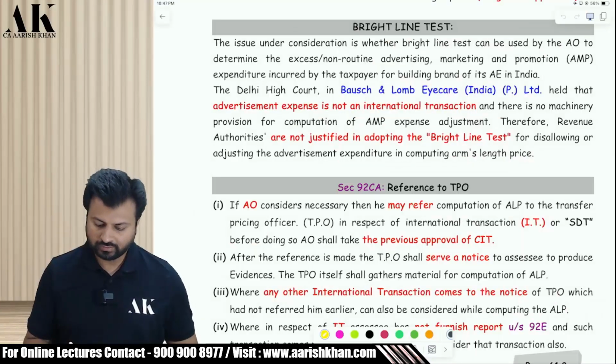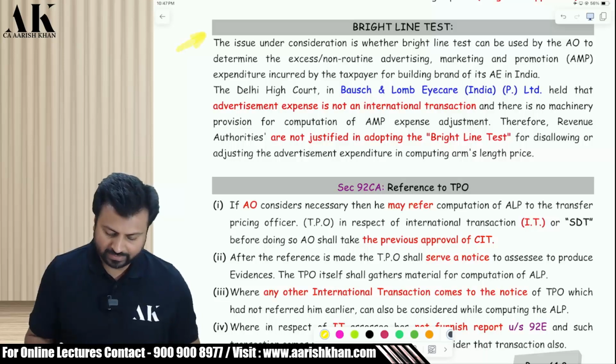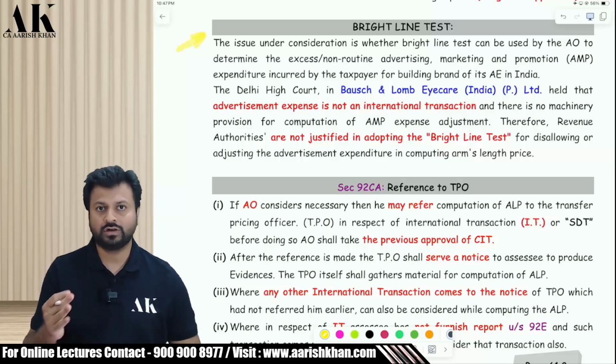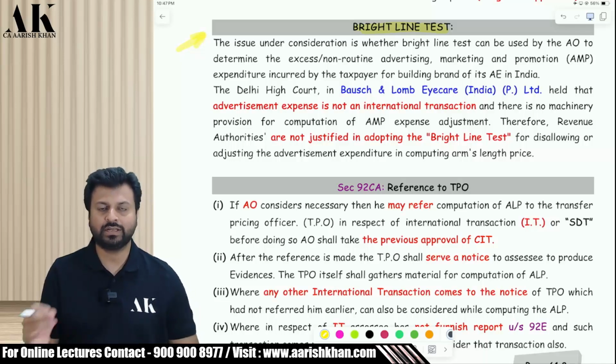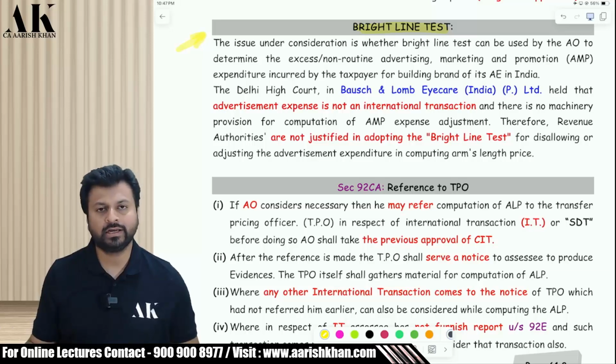Okay, now the next one is a new concept which is added by the institute in the new course. It was not there in the old course. This is the bright line test. Now what is the bright line test? Let me give you an example. All the foreign companies, if they want to operate in India, have to open a subsidiary in India. For example, Sony will open a subsidiary in India. Samsung will open a subsidiary in India.